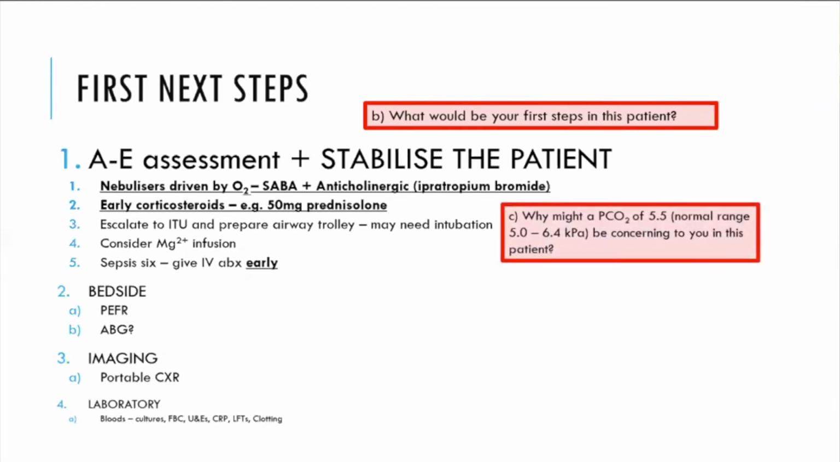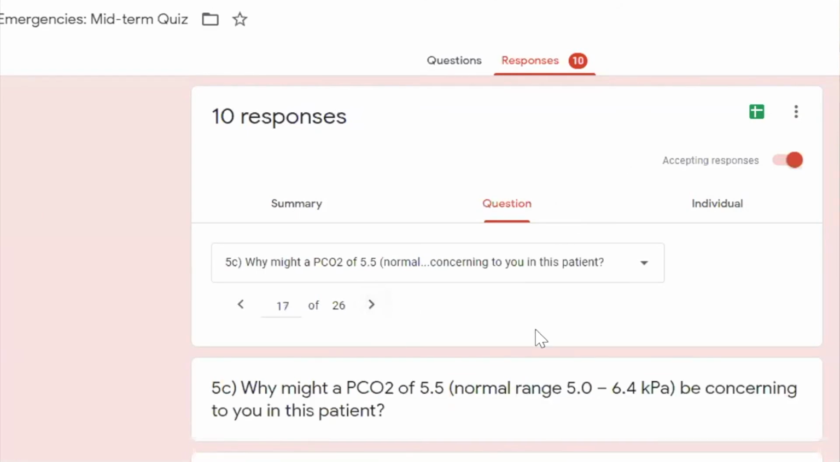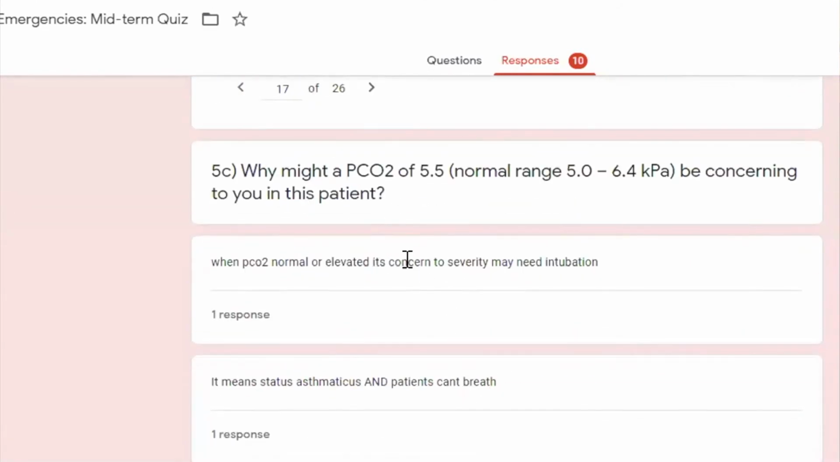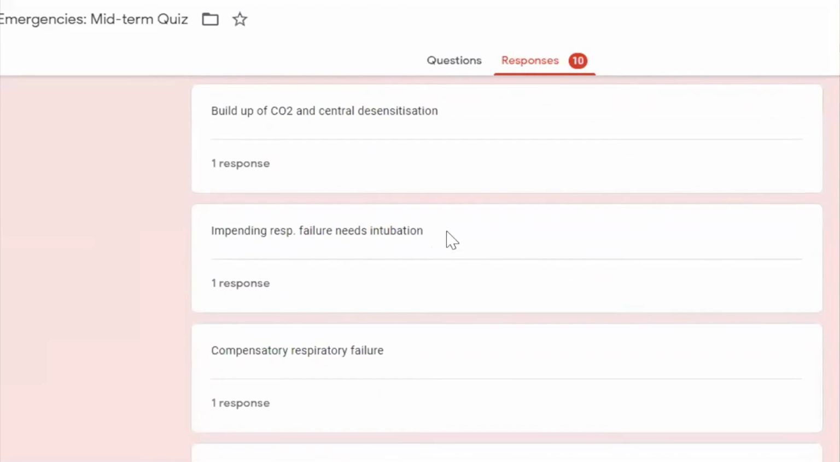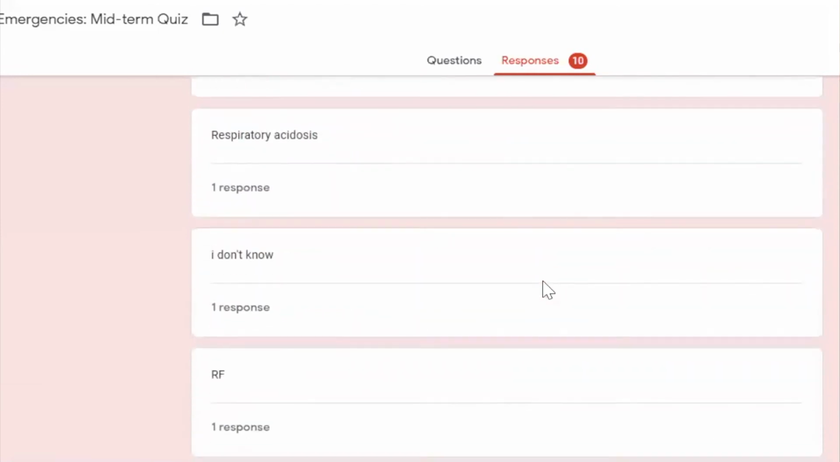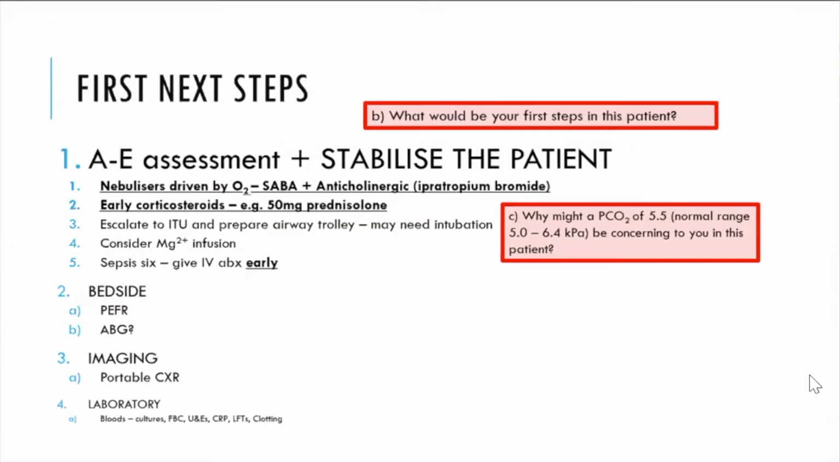So the last question was, why might a PCO2 of 5.5, which falls within the normal range, be concerning to you in this patient? So normal, elevated, it's of concern. Severity, may need intubation, absolutely. Status asthmaticus, absolutely. Bang on. Impending respiratory failure, yeah, respiratory failure. Brilliant. I thought this was quite a hard question, but obviously not. You guys are absolutely spot on.